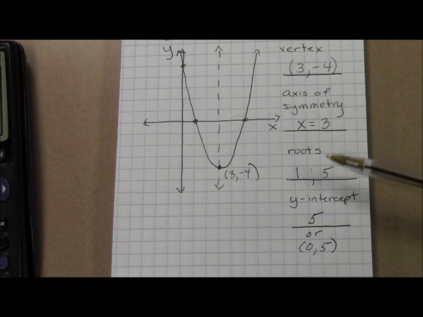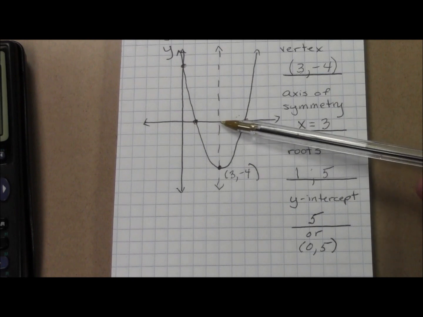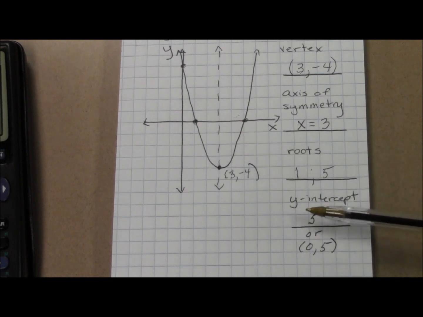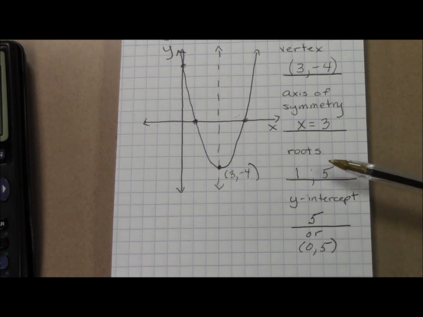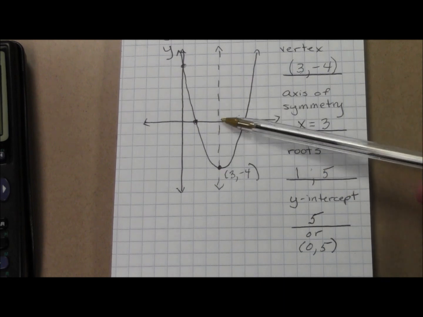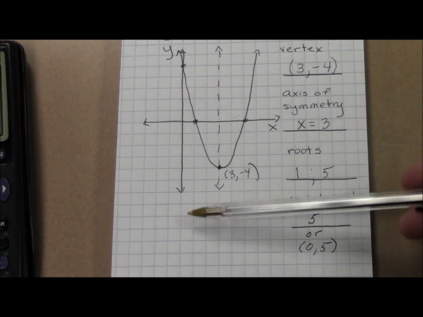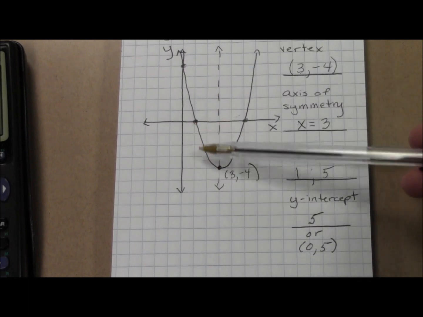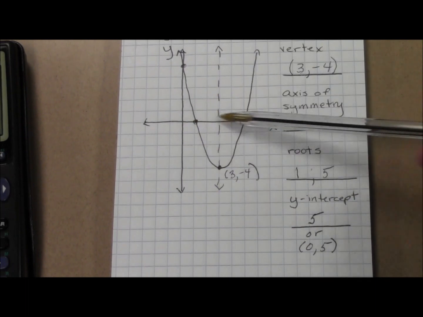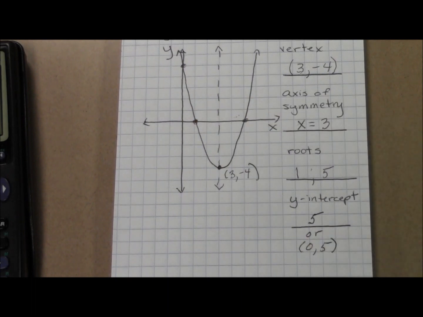Now some of them don't have 2 roots. If the vertex is right on the axis, then you'll come out with just 1 root, and it'll be just the place of intersection. If the parabola comes out above the axis or below the axis and never actually comes in contact with the x-axis, then we would have no roots. And so there's a couple of other options.